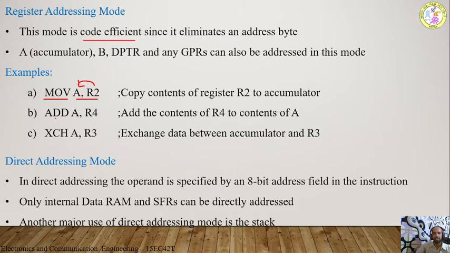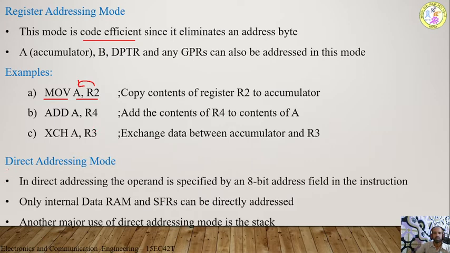Similarly, we have the ADD instruction, which will perform the addition of these two numbers. Content of A will be added with content of R4, and the result is stored in the accumulator back. And XCH, that is exchanging of the data between the accumulator and R3. Content of R3 will go to the accumulator and content of the accumulator will go to R3. This is called exchanging. You can observe in all the instructions, the registers are used as operands.